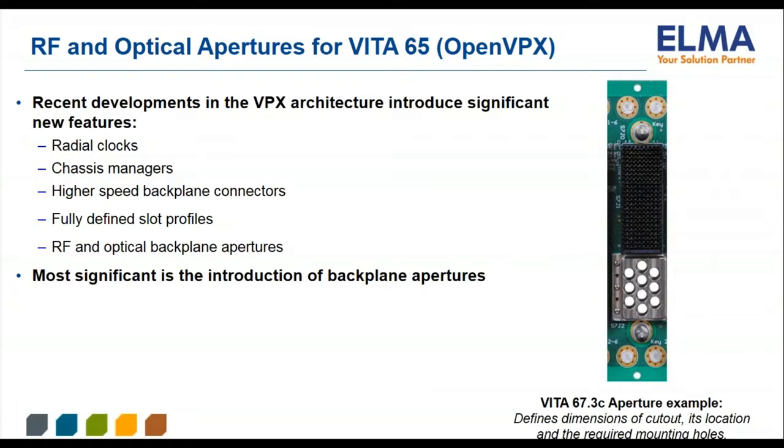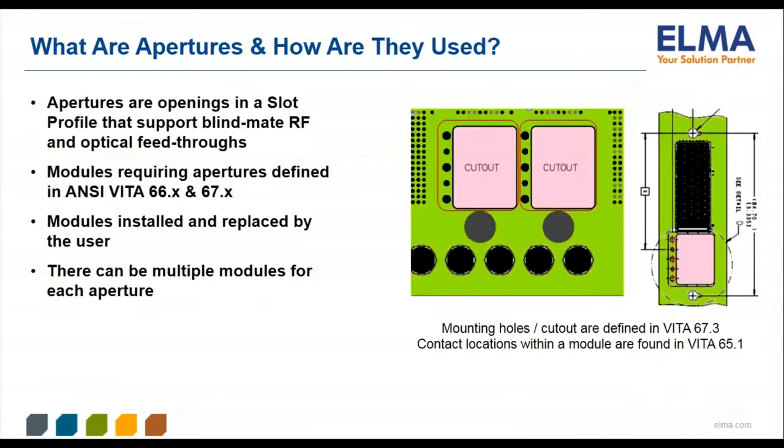In my opinion, though, the introduction of VITA 67.3 represents the most significant advance because VITA 67.3 backplane apertures allow new configurations of coaxial and optical connections to pass signals through the VPX backplane. Apertures are opening in VPX backplane slots that enable the use of blind mate RF and optical connectors.